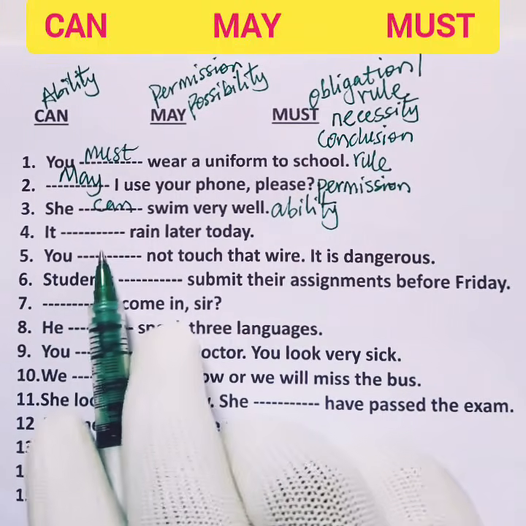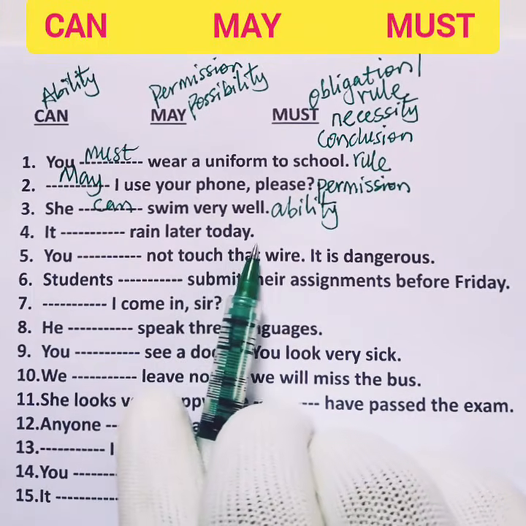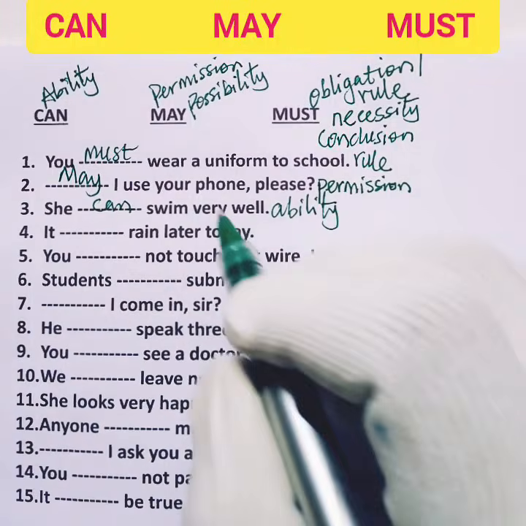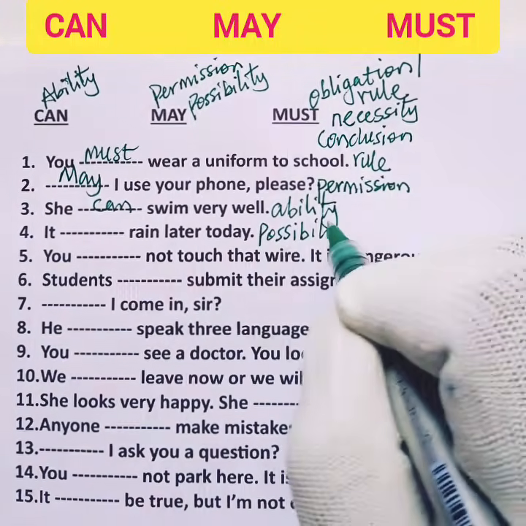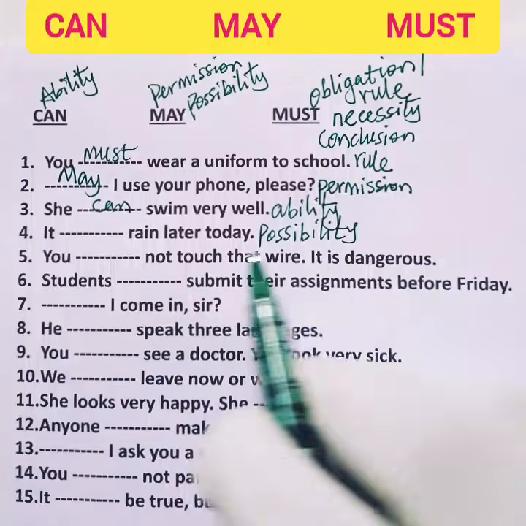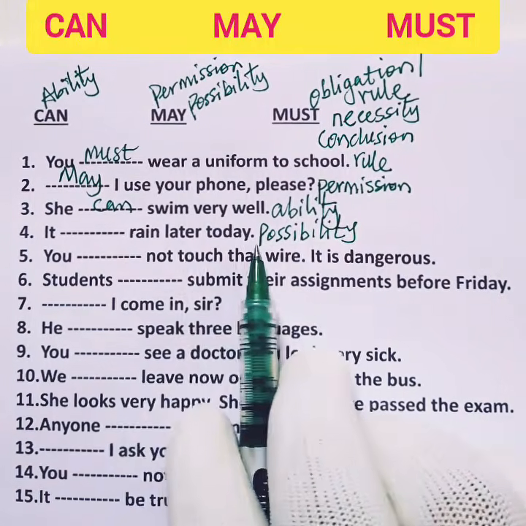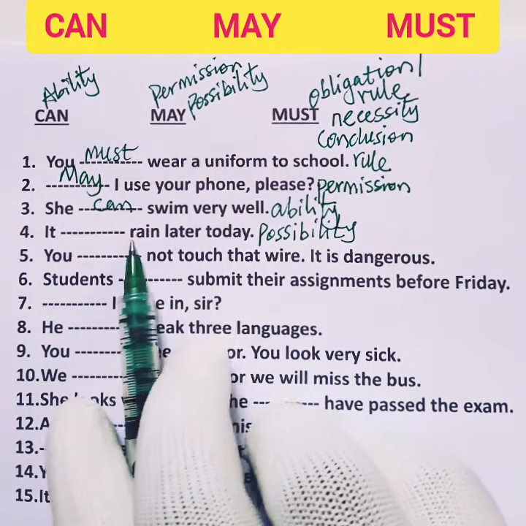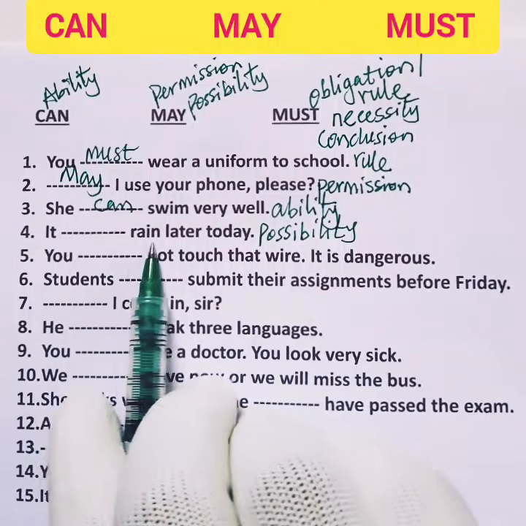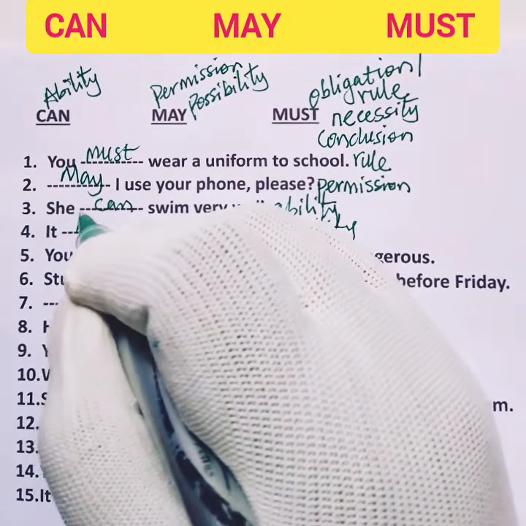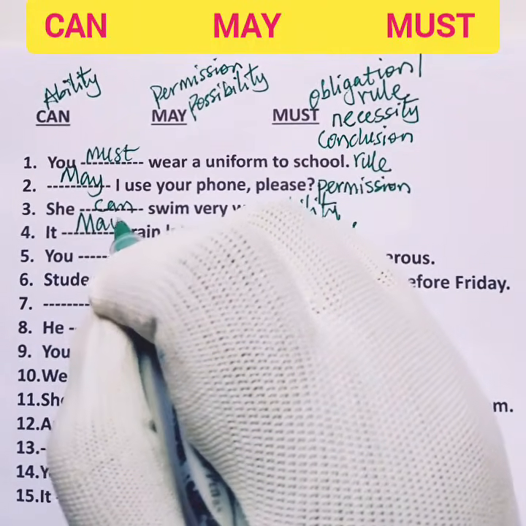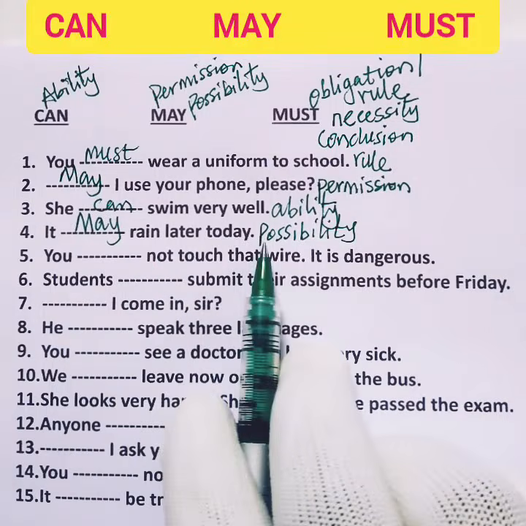4. It's blank rain later today. This is about possibility. It is possible that it will rain today. Not certain, but it is possible. So the correct answer is may. It may rain later today.